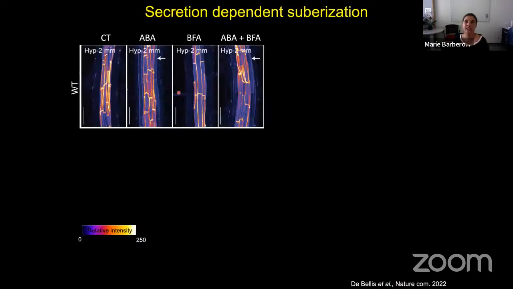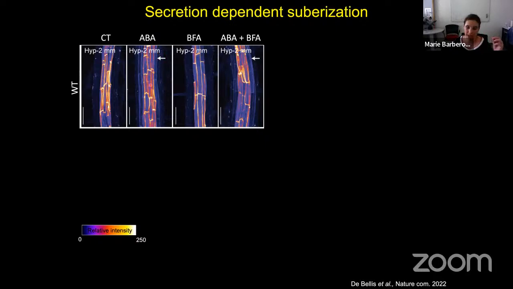What we know, though, is that if we block secretion, we block suberin deposition, so really supporting even further a key role of secretion in suberin deposition. For this, we can use ABA, which was shown previously to induce ectopic suberization, especially in the cortex. In a wild-type plant, if you apply ABA, you can really ectopically produce suberin in the cortex, and then we can manipulate secretion genetically or pharmacologically.